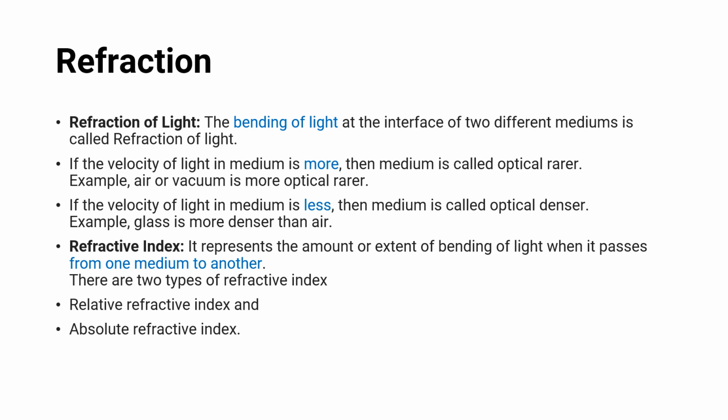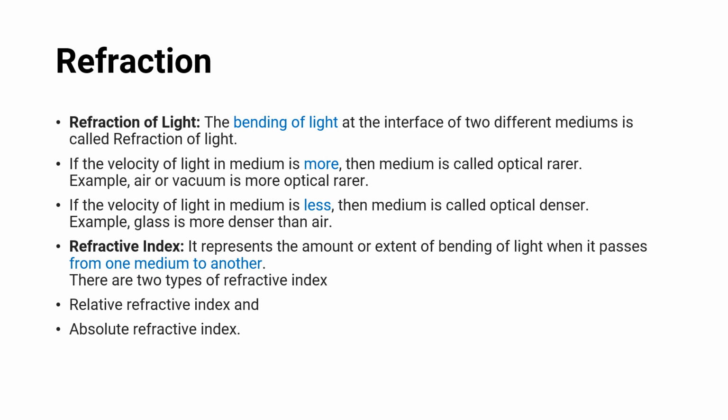Refraction. Refraction of light. The bending of light at the interface of two different mediums is called refraction of light. If the velocity of light in a medium is more, then the medium is called optically rarer. Example, air or vacuum is optically rarer. If the velocity of light in a medium is less, then the medium is called optically denser. Example, glass is denser than air.